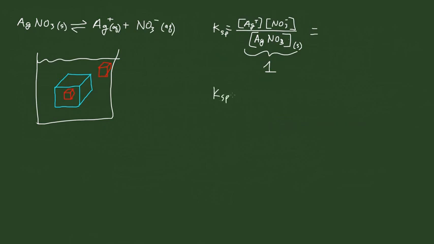So the Ksp, the solubility product constant, which governs how much is going to dissolve in, for example, pure water, is going to be just the products. In this case, it's just Ag+, the silver ion, and NO3-. If I know the concentration of silver and the concentration of nitrate ions in the solution, I multiply them together, and I can calculate the solubility product constant. The higher the number, the more it's going to dissolve. The lower the number, the less it's going to dissolve.